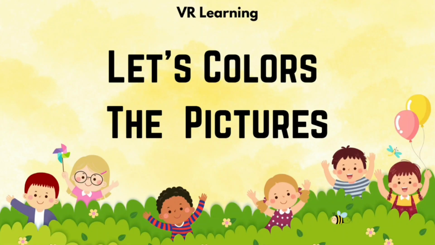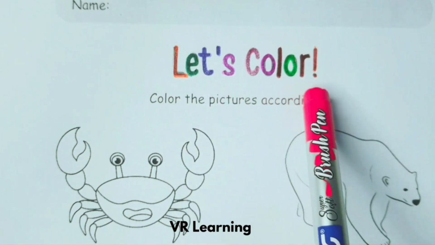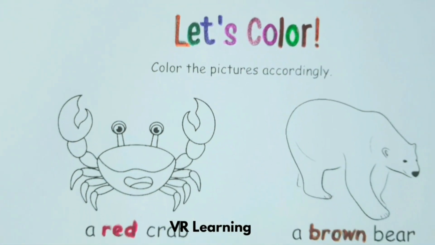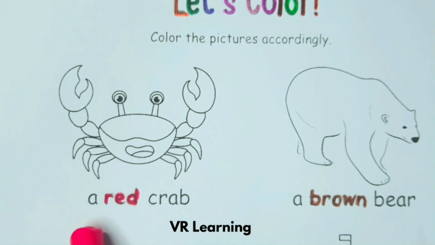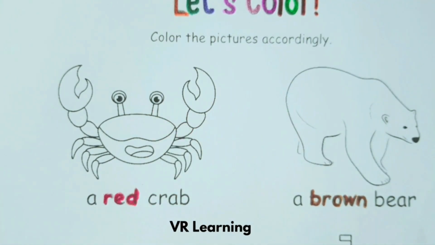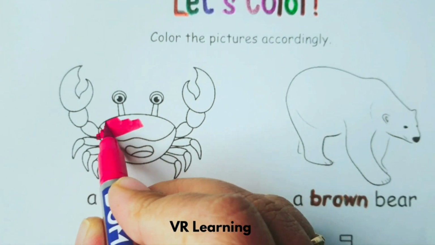In this video we are going to color the pictures. Let's start. Let's color the pictures accordingly. A red crab. Let's color the crab in red color.